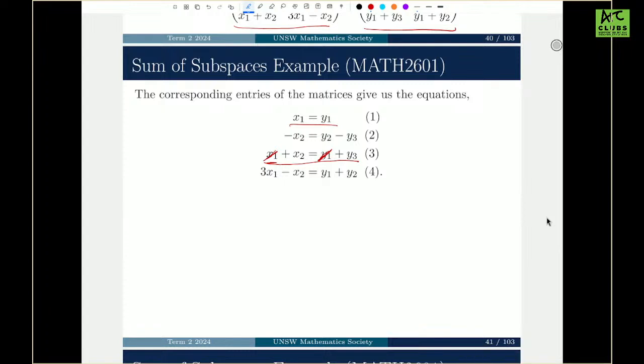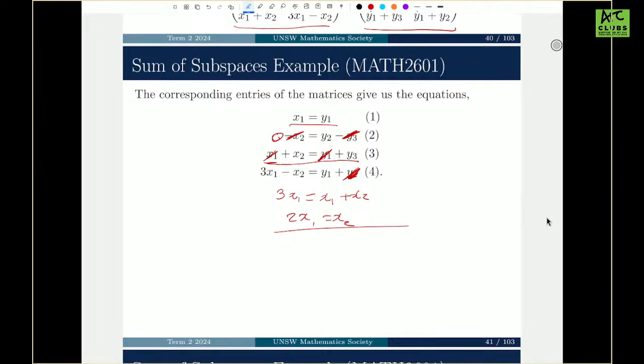So x2 equals y3, then we can get rid of this from equation 2 and say that y2 must be 0. Then we can take this from equation 4. We have x1 equals y1, so I'll rewrite equation 4 as 3x1 equals x1 plus x2. Note that the y1 became an x1. Okay, great. So we're just left with 2x1 equals x2.